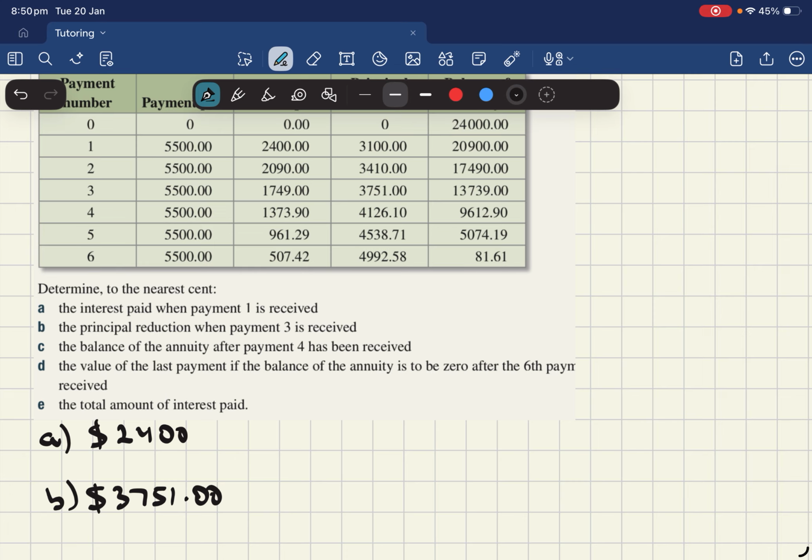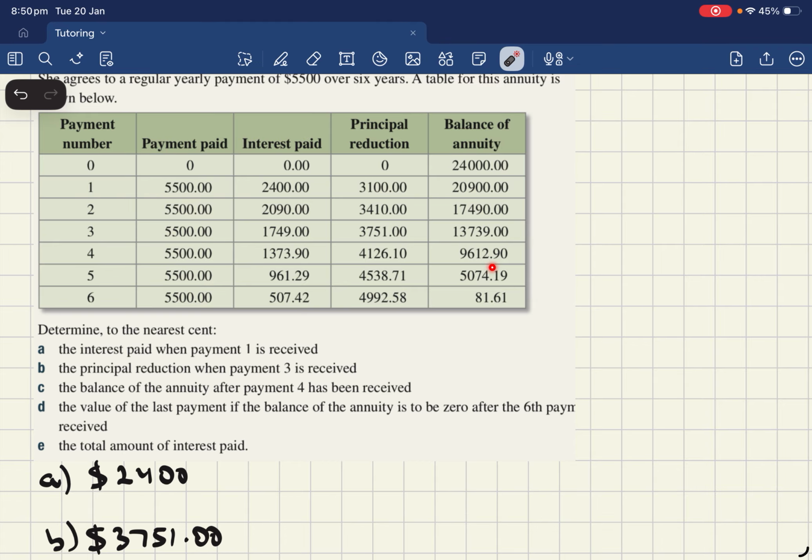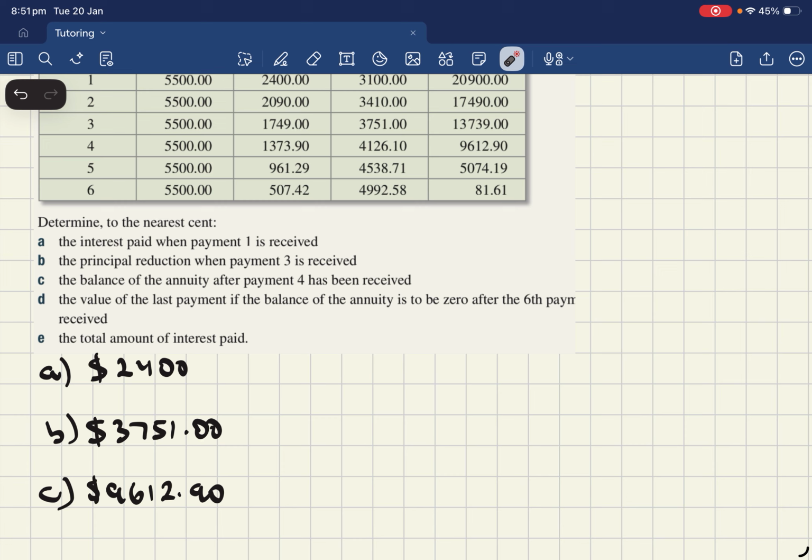Next one is saying the balance of the annuity after payment 4 has been received. So after payment 4 has been received, the balance is $9,612.90. And part D is saying the value of the last payment if the balance of the annuity is to be 0 after the 6th payment is received. Sorry, that's cut off down the bottom here, but that's meant to be payment is received.